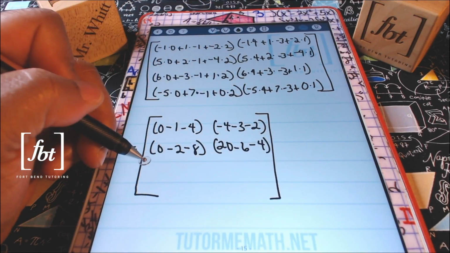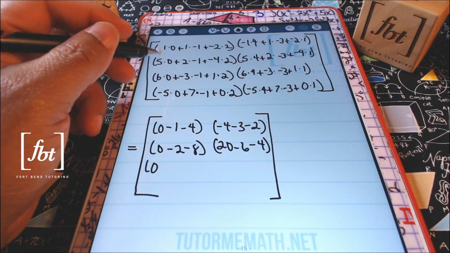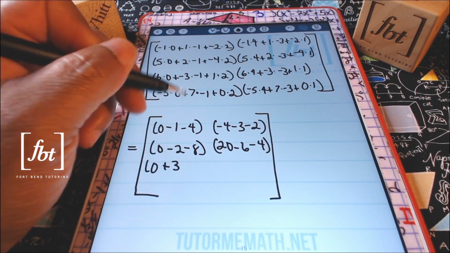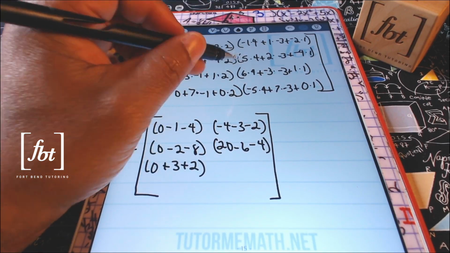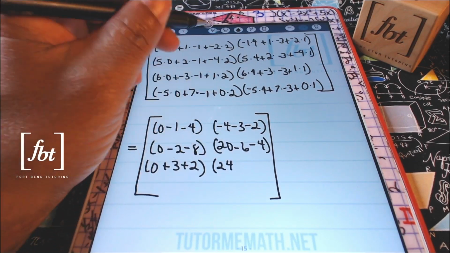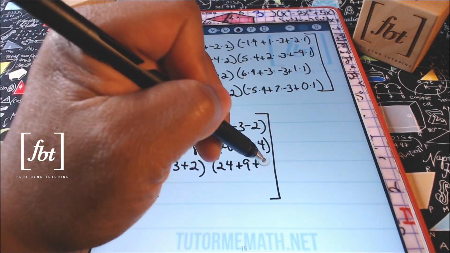Moving on to the third row, we have 6 times 0 is 0. Negative 3 times negative 1 is positive 3. 1 times 2, that's 2. Then we have 6 times 4 is 24. Negative 3 times negative 3 is positive 9. 1 times 1 is 1.